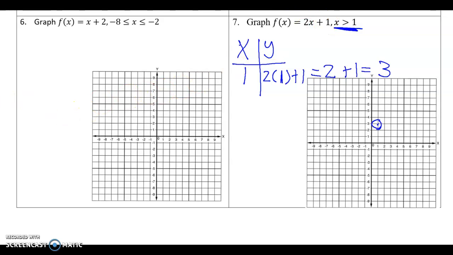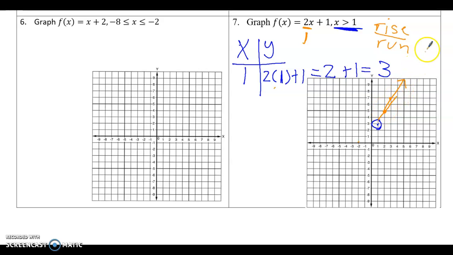Another way you can do it is you can use the slope of the equation. So we know the slope is positive 2 over 1 because slope has to be rise over run. So my rise is 2, my run is 1. Okay, rise is 2, run is 1. So my line is going to look something like this if I can connect the dots correctly.